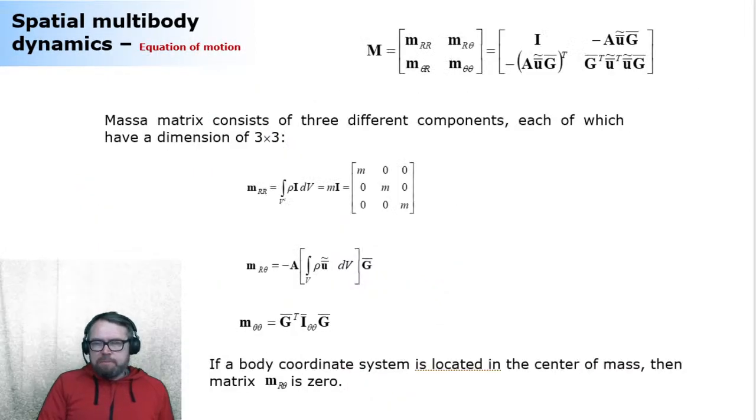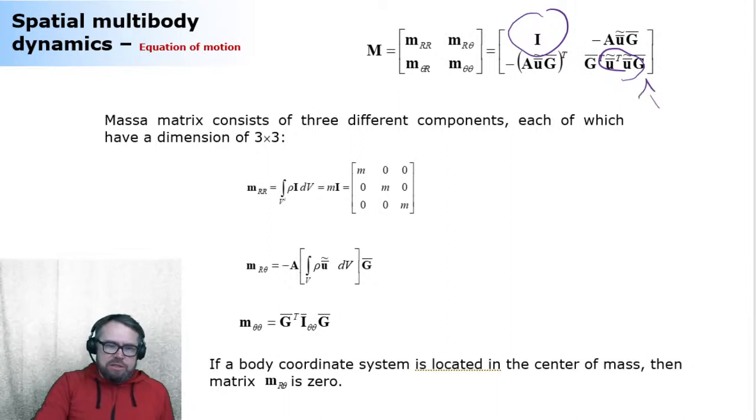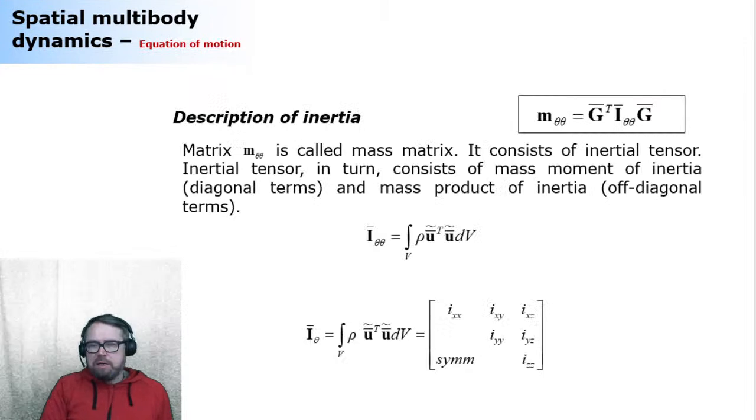But the mass matrix, like I mentioned, looks like this. So this is the 3 by 3 part of the mass matrix, and this one here is my inertia tensor. And the inertia tensor is then multiplied by vector t here. When you look at the details of the inertia tensor, it is exactly like I said: mass moment of inertia is located in the diagonal components, and mass product of inertia is located in the off-diagonal components.